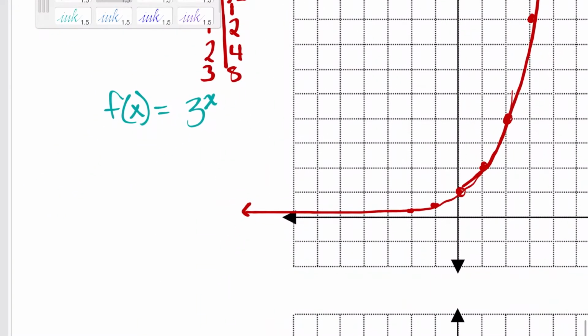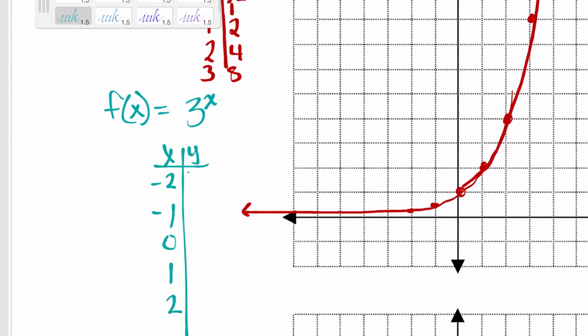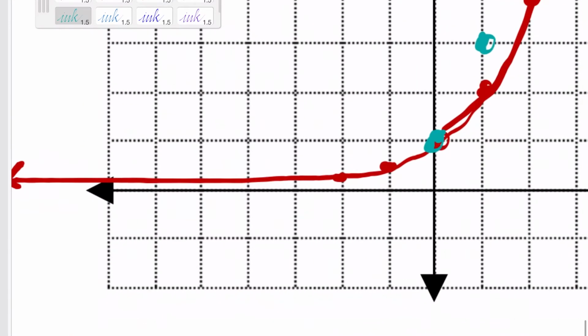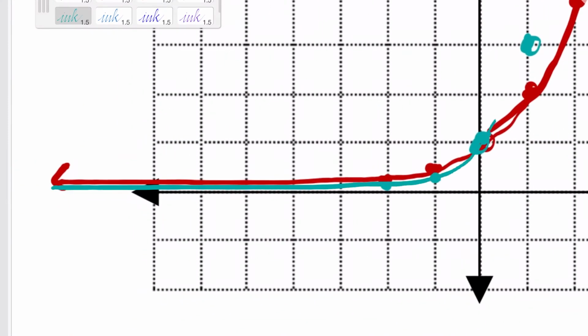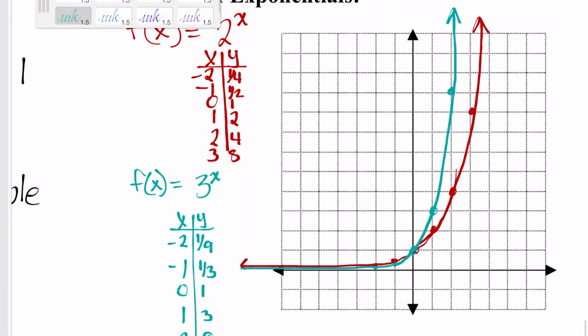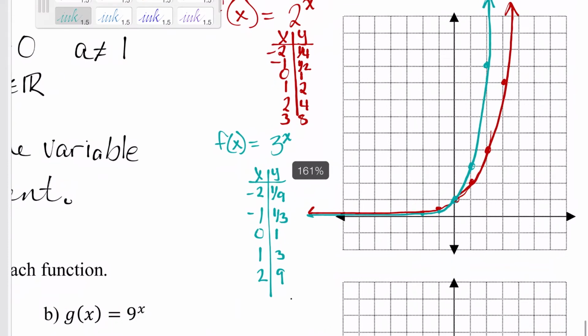Now let's check out what happens if we have 3 to the x power. And here is our exponential function for 3 to the power of x. The higher that number is, the steeper it's going to go because you're going at a faster rate. Instead of multiplying everything by 2, we're multiplying everything by 3, so we're increasing at a higher rate than with the 2 to the x power.